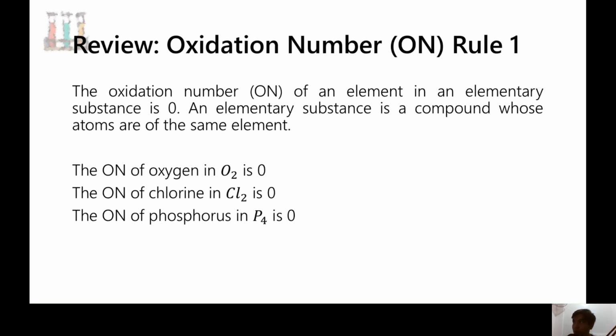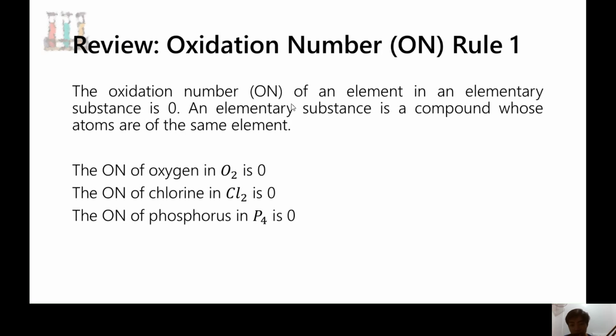So the oxidation number of an element in an elementary substance is 0. An elementary substance is a compound whose atoms are the same element, no? So that means if you have a compound that is primarily composed of the same atoms, iisang atom lang yun nandun, then your oxidation number for each of those atoms is 0, no? For example, oxygen, you have 2 oxygen atoms here, oxygen gas. Hindi lang siya simple compound, that is an elementary substance.